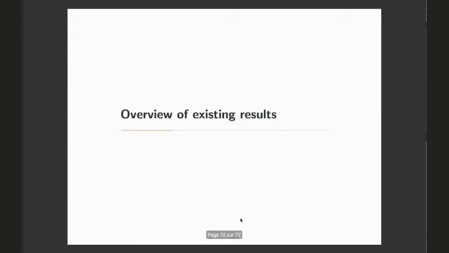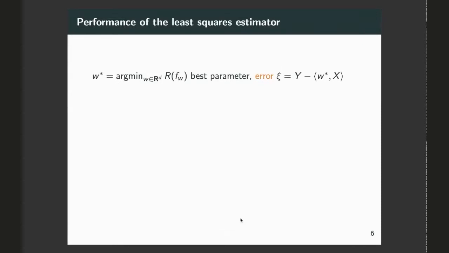So I will now survey quickly the existing results in this setting, some of the things we can do. We can take the best parameter, and given this best parameter, I define the error, which I call Xi, which is the difference between the prediction of the best linear function and the true value Y.